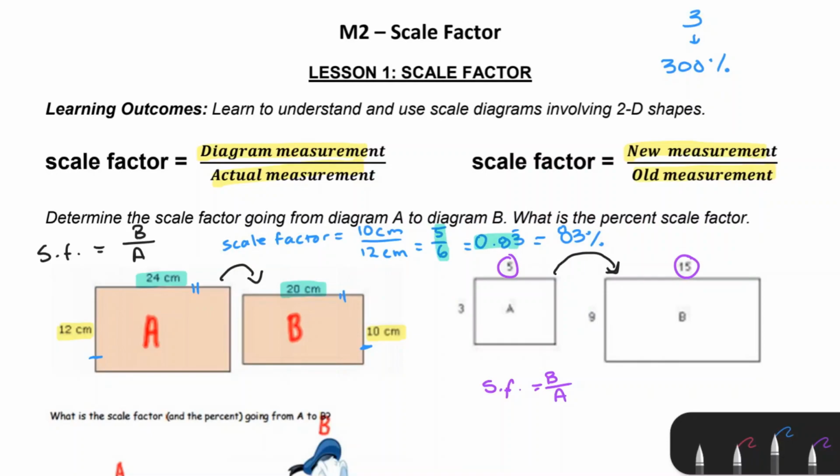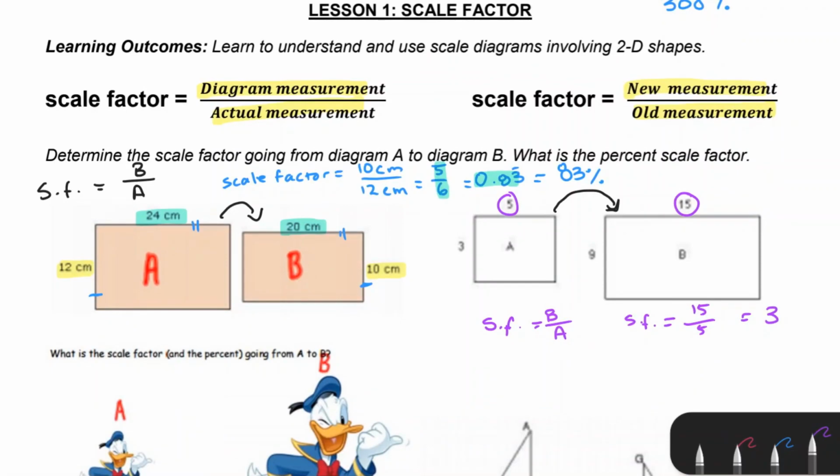I'm going to go with the bigger numbers this time just to mix it up. So my scale factor is going to be 15 over 5. And again, just like our example, the scale factor is 3. Right? It is 3 times as long in this direction. 3 times 3 turns into 9. It is also 3 times as long in that width. 5 times 3 turns into 15. So each side is increasing by 300%.